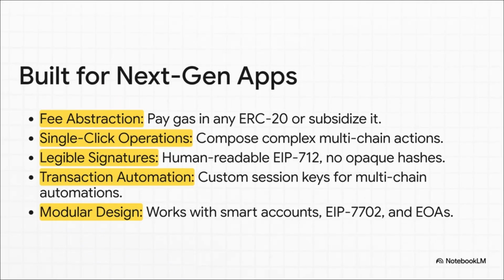So if you use the Warp SDK and API, you get a whole suite of powerful features right out of the box. You get fee abstraction, so your users can pay gas in any token they have, or you can just sponsor it for them. You can bundle complex, multi-chain actions into a single click. You get those awesome legible signatures we'll look at in a sec. It even has tools for transaction automation, and crucially, it's designed to be modular. It works with modern smart accounts, but also with regular old wallets.